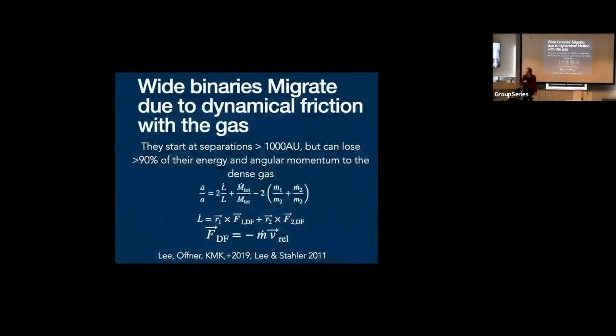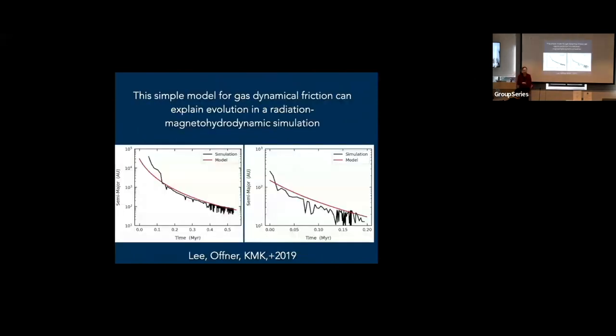And we can actually model this interaction pretty well via gas dynamical friction with a relatively simple model where we just calculate basically a dynamical friction force that's related to the ongoing accretion onto the stars and the relative velocity with the background gas. And we can derive a semi-major axis evolution rate. And what we find is that the gas densities are sufficiently high at early times that binaries will lose up to 90% of their orbital energy and angular momentum to the gas, which is a good thing because we observe most binaries to be on smaller scales.